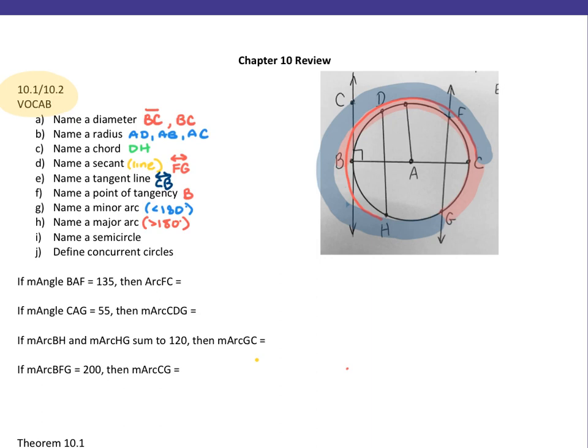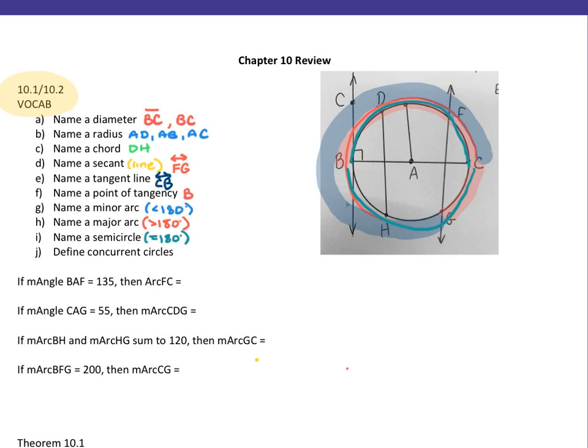A semicircle is one that equals 180 degrees. So this could be like BDC, or CGB, or CHB. Those would all be examples of semicircles.